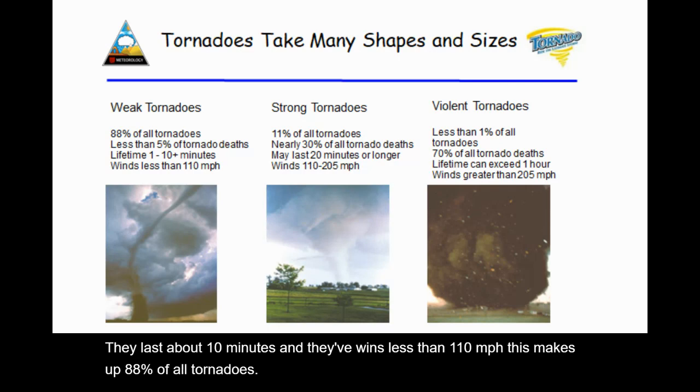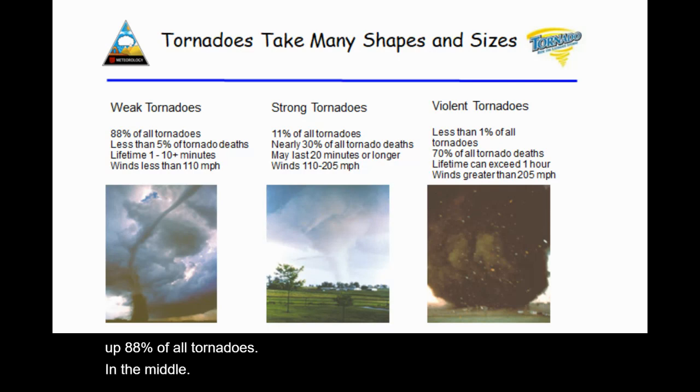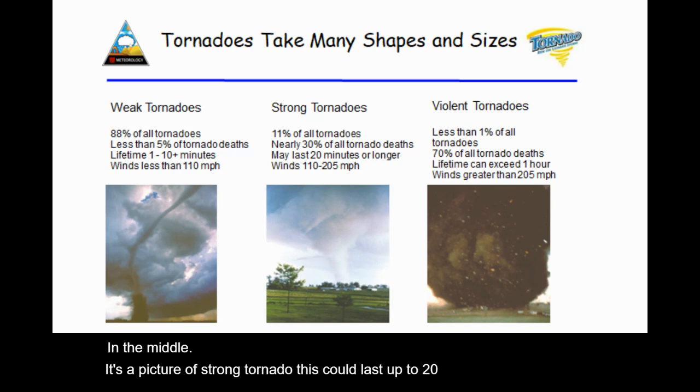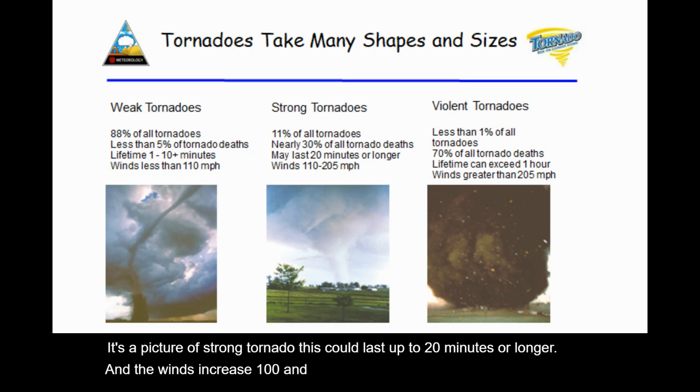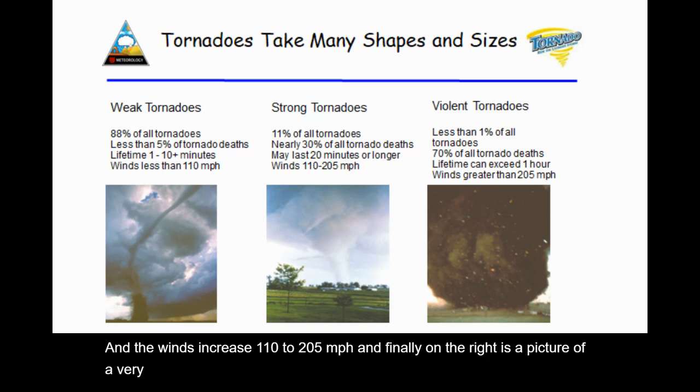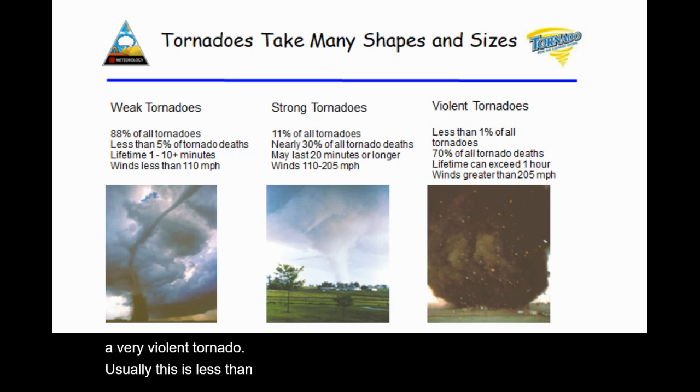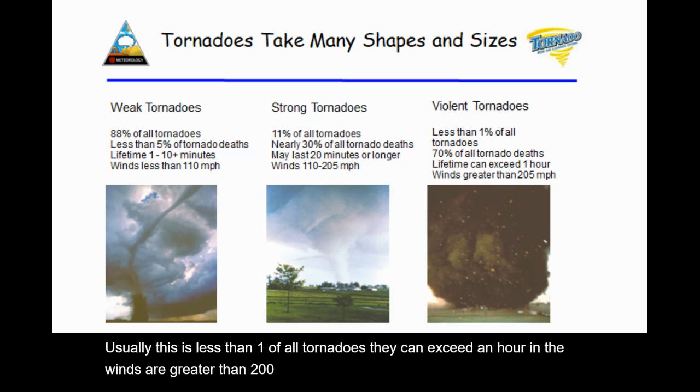In the middle is a picture of a strong tornado. This could last up to 20 minutes or longer, and the winds increase to 110 to 205 miles per hour. And finally, on the right is a picture of a very violent tornado. Usually this is less than 1% of all tornadoes. They can exceed an hour, and the winds are greater than 205 miles per hour.